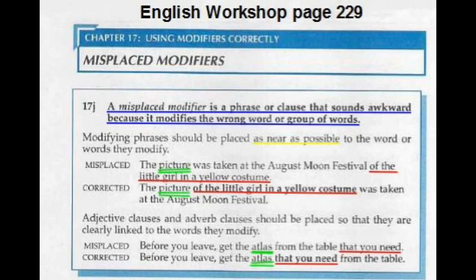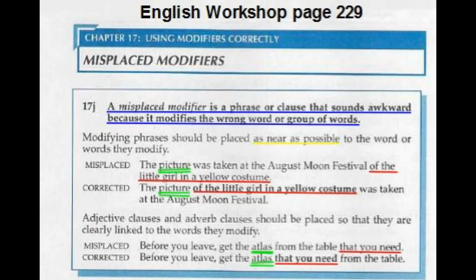Okay, let's read further. Adjective clauses and adverb clauses should be placed so that they are clearly linked to the words they modify. The first example is misplaced. Before you leave, get the atlas from the table that you need most. Okay, and so let's look at the corrected version. Before you leave, get the atlas that you need from the table.